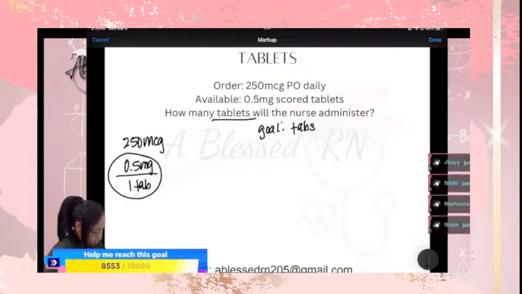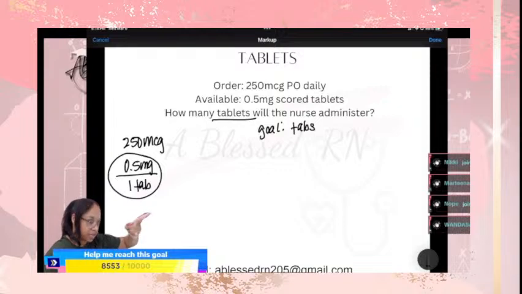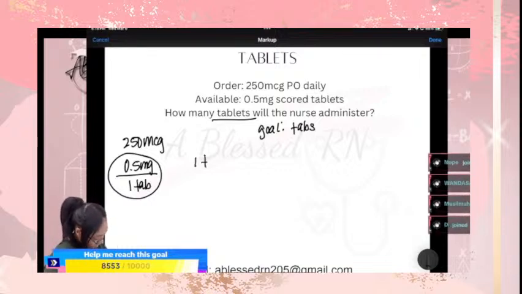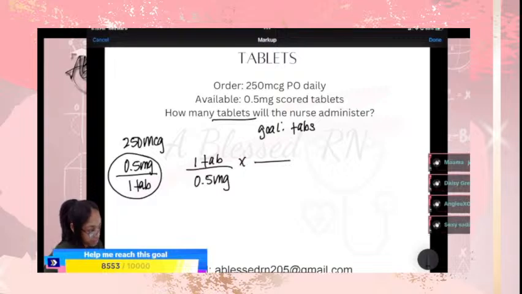All right, so we'll start off with this one that I've circled, and because we're looking for tablets, I'm gonna flip flop it and put my tablets on the top. I always start with what it is that I'm looking for. It just works. Okay, trust me. So 1 tab over 0.5 milligrams. All right, so now we've got milligrams at the bottom. We need milligrams at the top. We don't have milligrams right here. We have micrograms. So therefore, we'll need to put in a conversion.